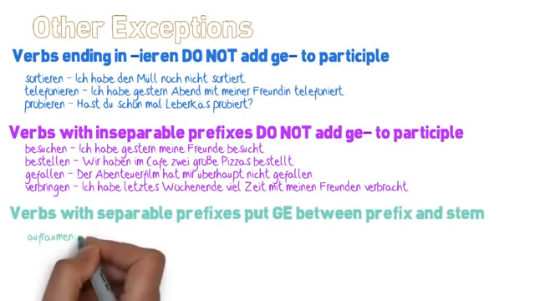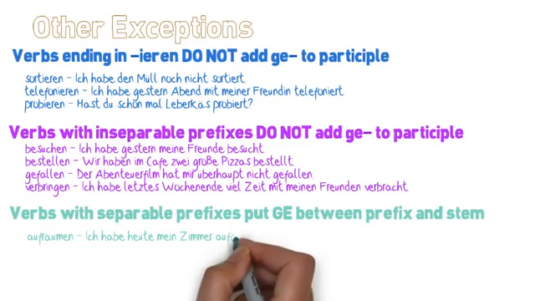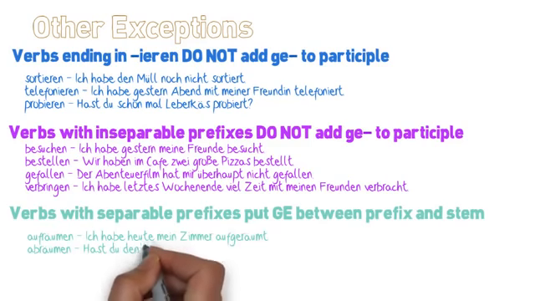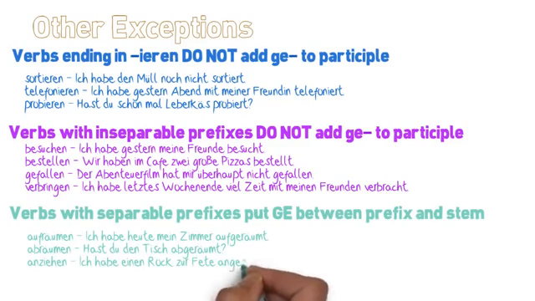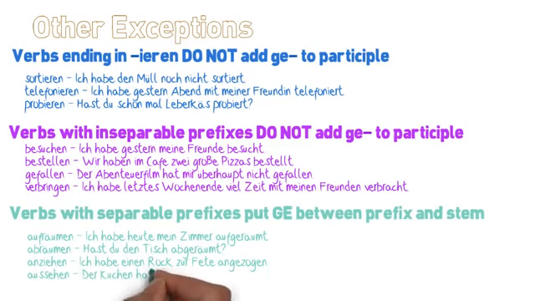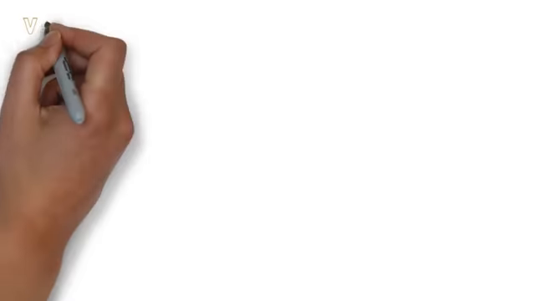Finally, verbs with separable prefixes, such as an, auf, ab, aus, etc., put the ge between the prefix and the stem in their past participles. For instance, aufräumen becomes aufgeräumt, abräumen becomes abgeräumt, anziehen becomes angezogen, aussehen becomes ausgesehen.